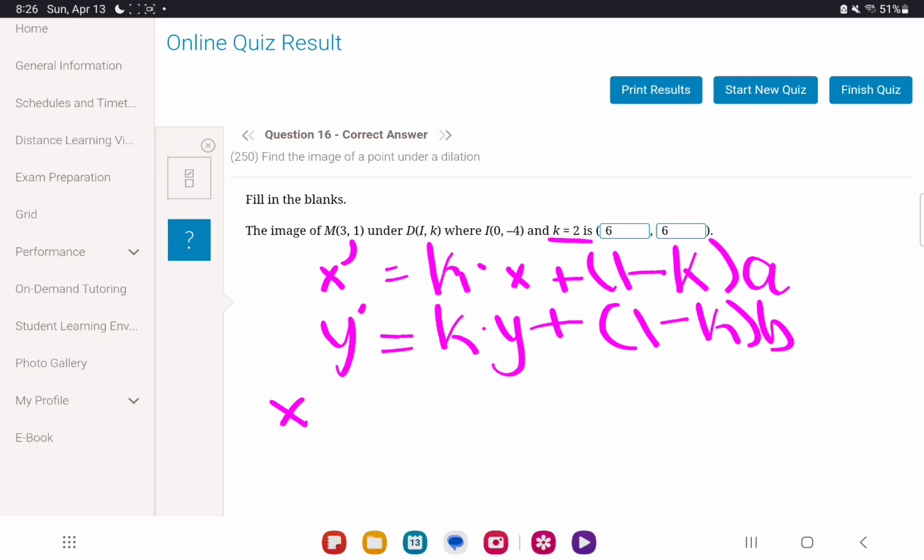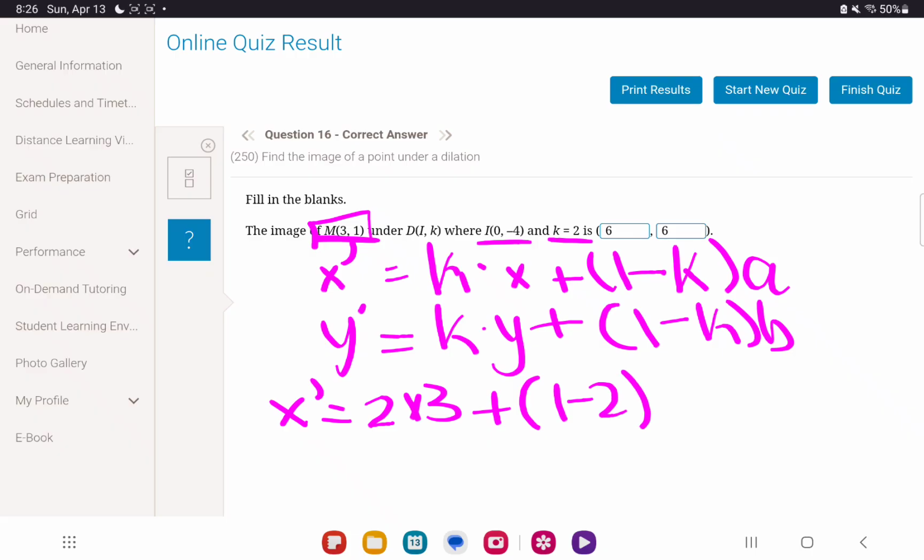Okay, so here X prime. Okay, K, which is 2, times 3, because here this is our I, which is the A and B, but this is their actual image. Okay, so 2 times 3 plus 1 minus 2, because that's our K, and then our A is 0 for the X coordinate. Okay, so it's only 2 times 3, because when you multiply anything by 0, it becomes 0. So the first one is 6.